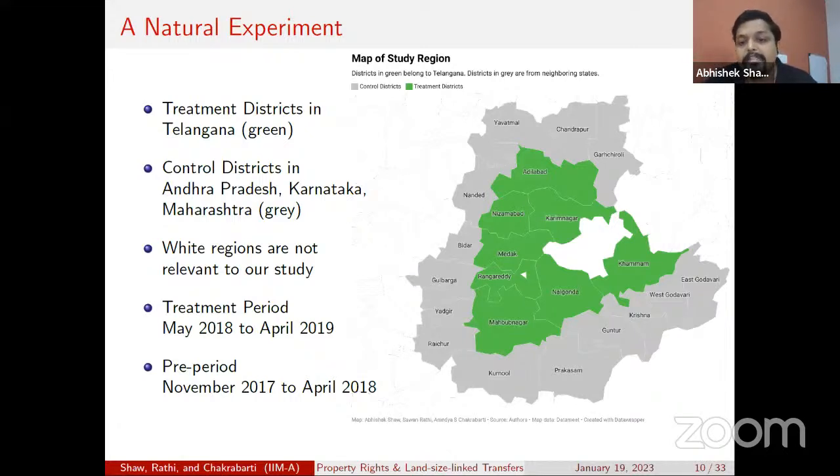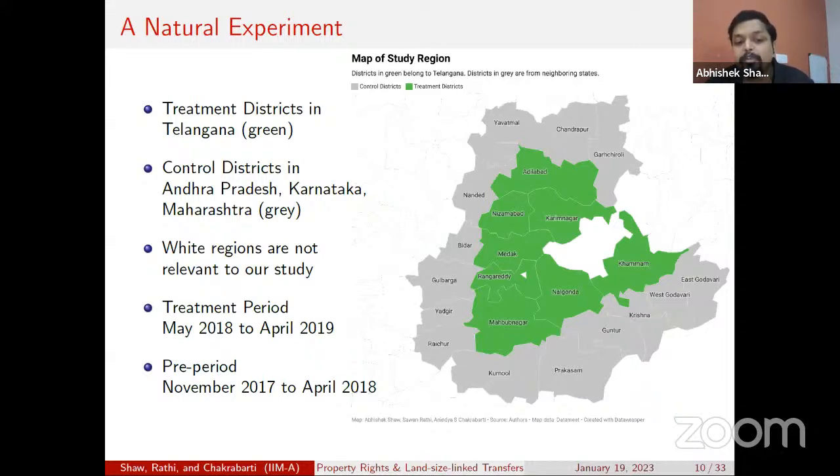So what we are doing is basically this. Okay, so there are these green districts here, which are all the districts in Telangana. These are where the scheme has been implemented. These are the treatment districts, and all the gray districts around, which is Maharashtra, Andhra Pradesh, and Karnataka, are the districts where there's no such scheme in operation. And the white regions are the ones which we're not including. For instance, Chhattisgarh is something that we haven't included. There was some lack of data in some parts, so we couldn't include that part.